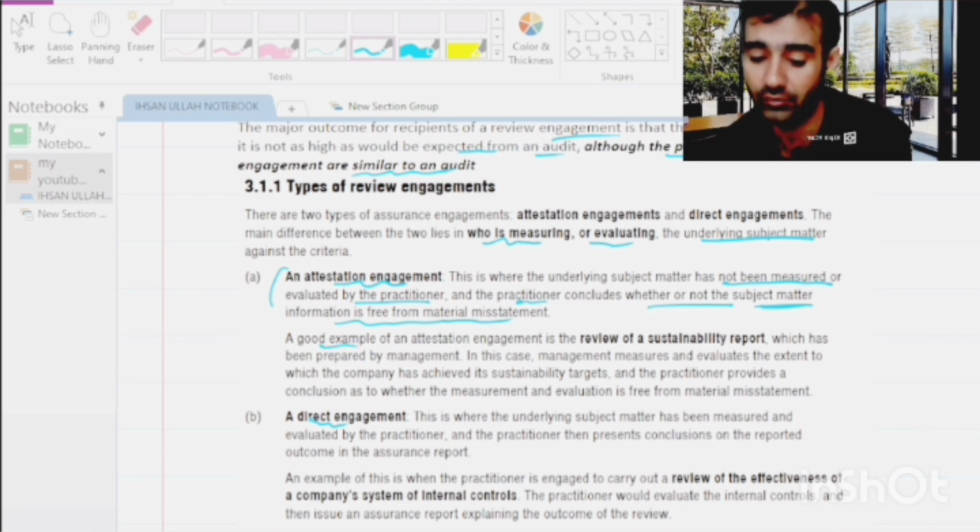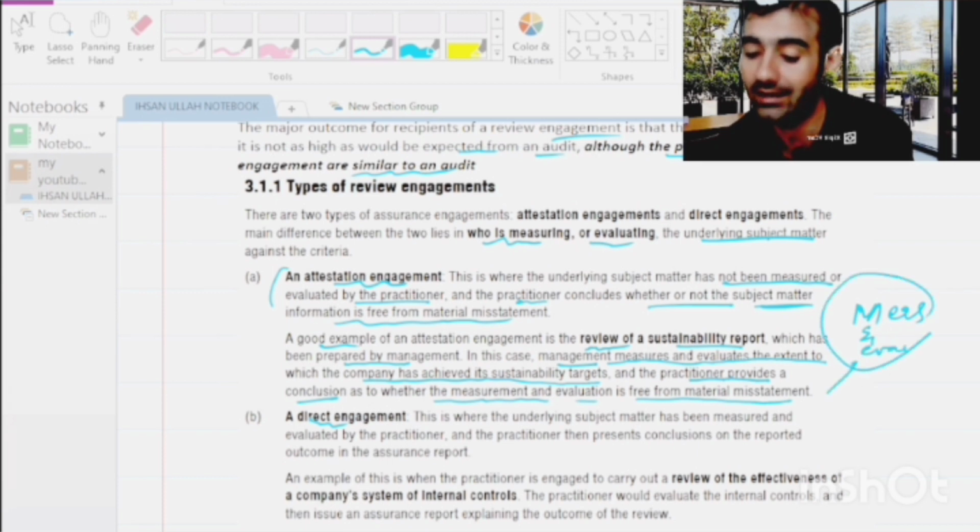A good example is a review of a sustainability report. If there is a review of a sustainability report which has been prepared by management, not by the practitioner, the management measures and evaluates the extent to which the company has achieved its sustainability target. This is called an attestation engagement example. In this case, the practitioner provides a conclusion as to whether the measurement and evaluation is free from material misstatement. The auditor will check and conclude whether it is measured and evaluated free from material misstatement.